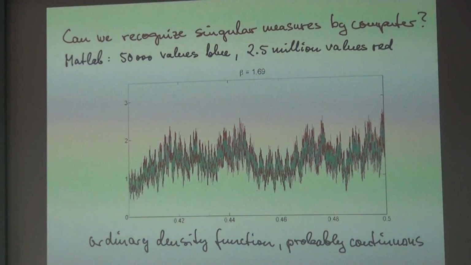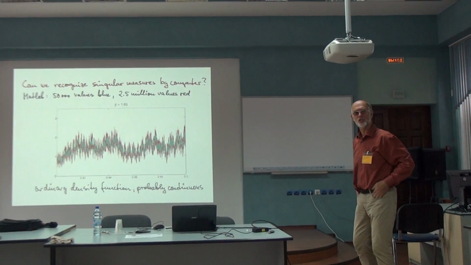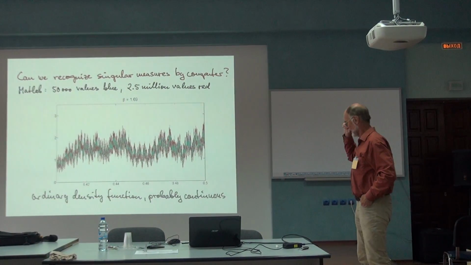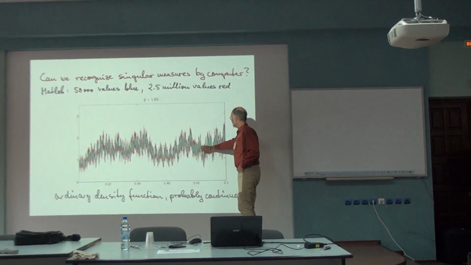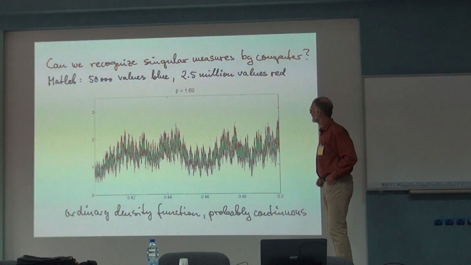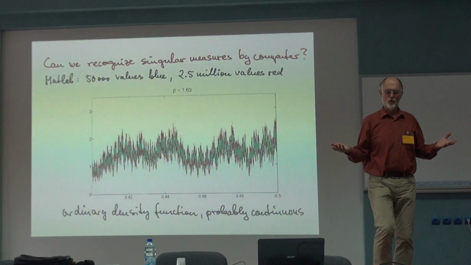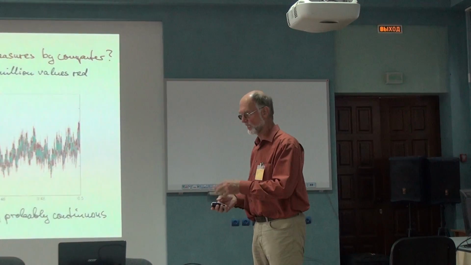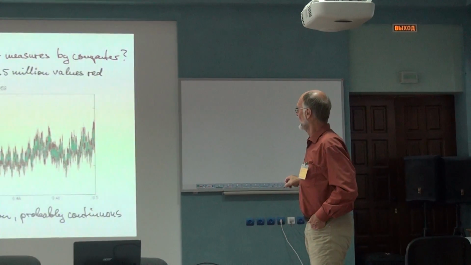Can we recognize singular measures by computer? Can we recognize them from the approximation, say with 1 million pieces? Here I have 2.5 million bins, and I have 50,000. It goes only from 0.4 up to 0.5. I have 50,000 in blue and 2.5 million in red, and of course this is compressed. And you see this is a normal density. It's just a continuous function probably. It's not Hölder continuous, so it's also Hölder continuous, but with small exponent. It's not differentiable certainly, but it's harmless.